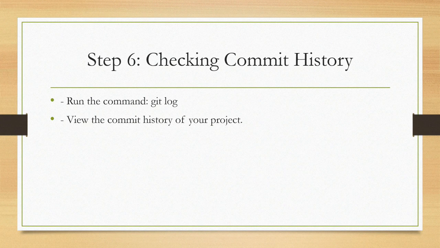To see all the commits made so far, run the command git log. This will show the history of commits, including details like the commit message, the author, and the date. Each commit is a snapshot of your project at that specific point in time.